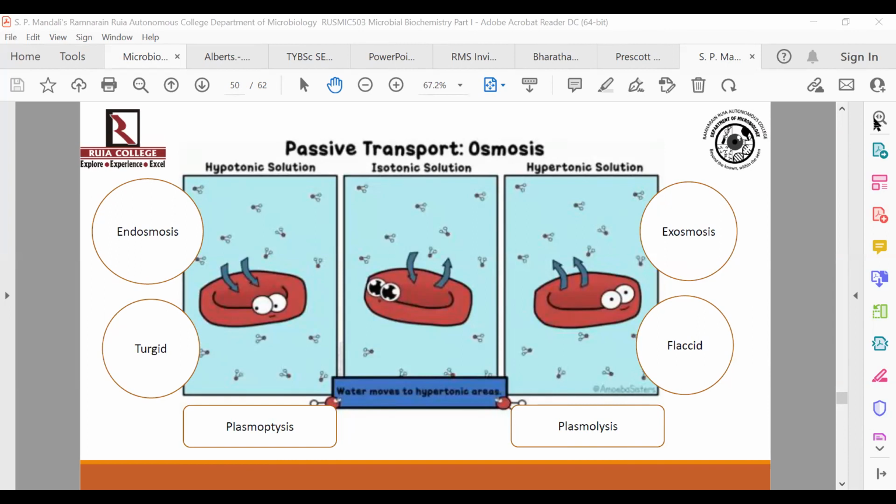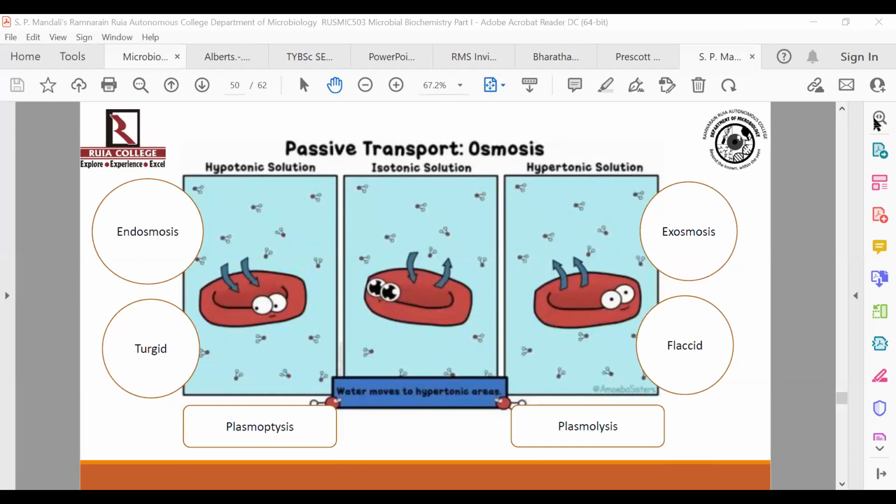Yes, Aditi? There will be no flow of water or solution. Very good. So there's going to be no net flow of water when you put it in isotonic solution, correct? What would happen when you put the cell in a hypertonic solution?